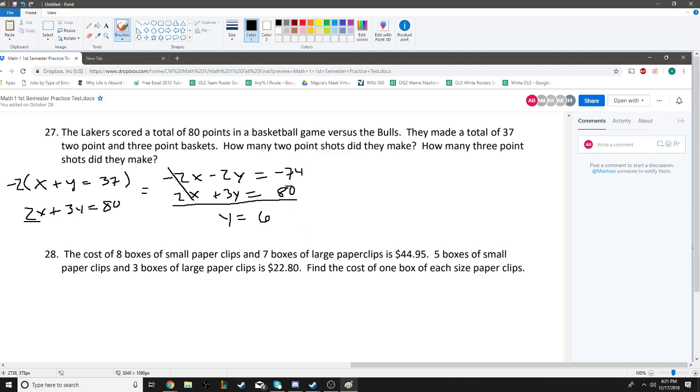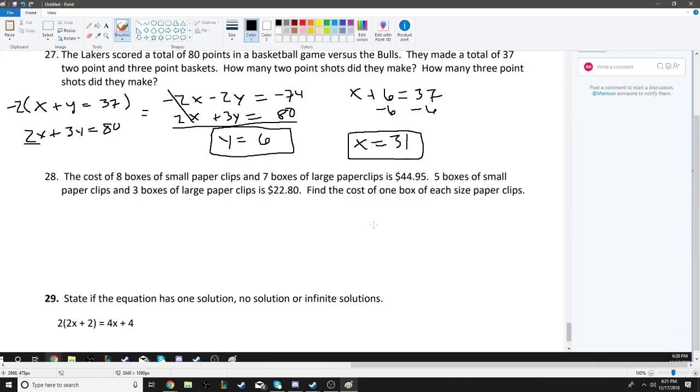y equals 6. We got to plug it back in. x plus 6 is equal to 37. And we subtract 6 from both sides to get x equals 31. And that's kind of average. 31 2-pointers and 6 3-pointers, I mean, that's typically what happens.